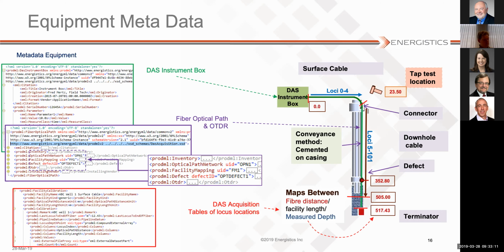There's also the conveyancing, as shown there. So we record how these cables are attached to the well or the pipeline, as the case may be. For instance, they might be cemented in place, or they might be run in on a temporary survey, like a coiled tubing, effectively like a logging tool.